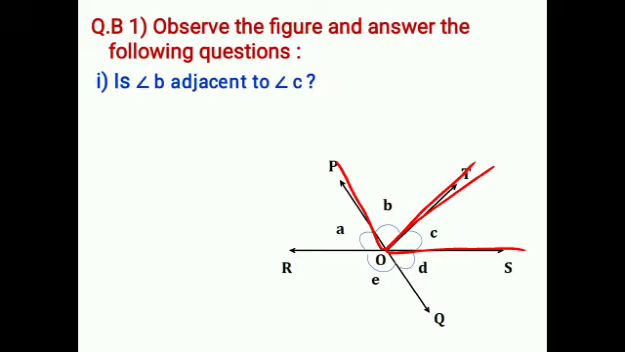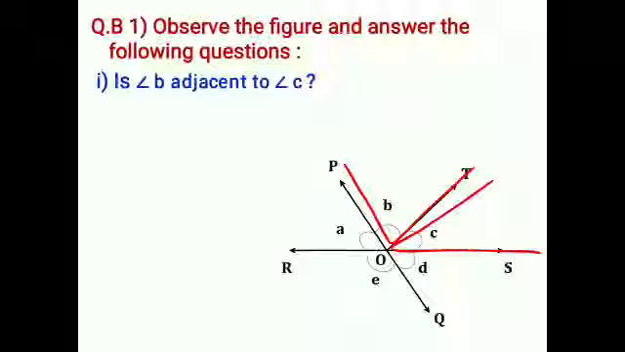So there are three conditions for the adjacent angles. First condition is a common vertex. Vertex means common point. So here common point is point O. So first condition is satisfied. Now see here between angle B and angle C, which one is the common side, common arm? That is arm OT. Okay, so second condition is also satisfied.